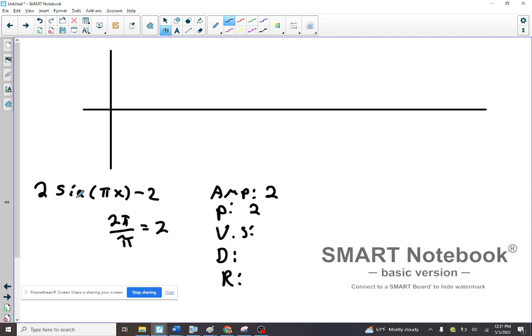It's sine, that's why. Sine and cosine is 2 pi. Tan and cotangent is 1 pi. Vertical shift, down 2. I should have made these all 2s. That's my bad, but whatever. The domain is always the same.